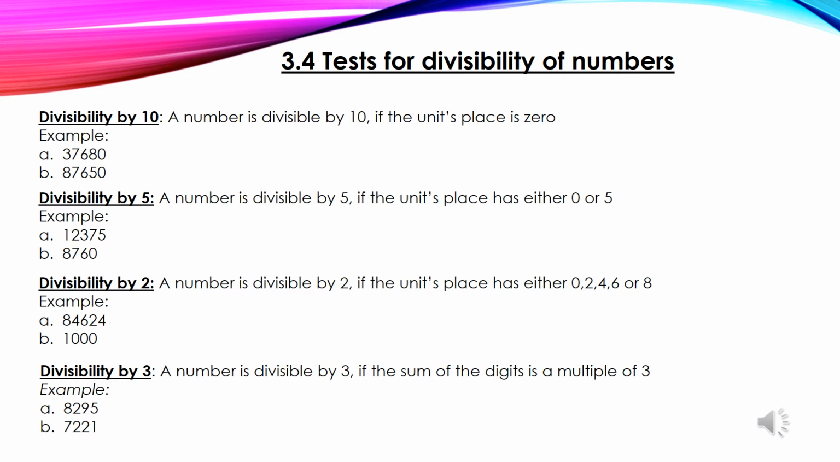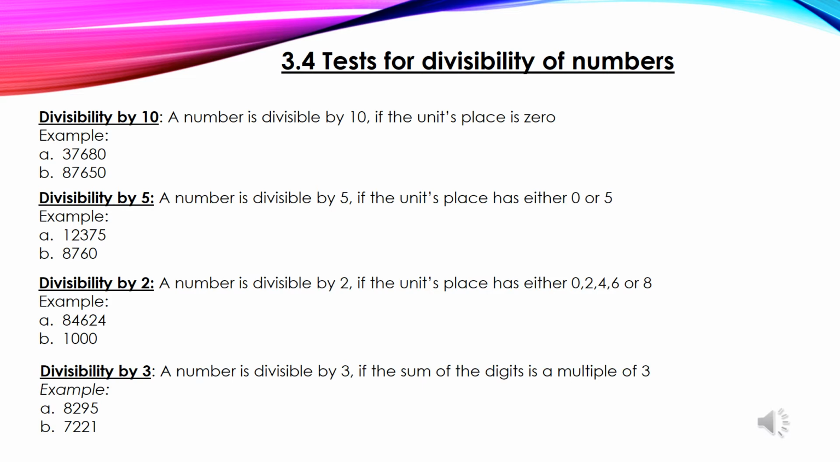In the second case, we took 87650. In this case also there is 0 in the units place, so the complete number is also divisible by 10. If there is any other digit, for example 5, 3 or 7, whatever it is, then definitely we can say that it is not divisible by 10 because there is no 0 in the units place.